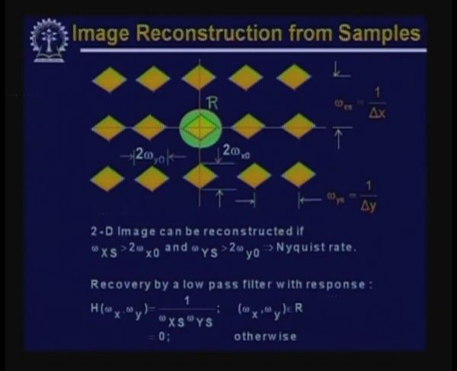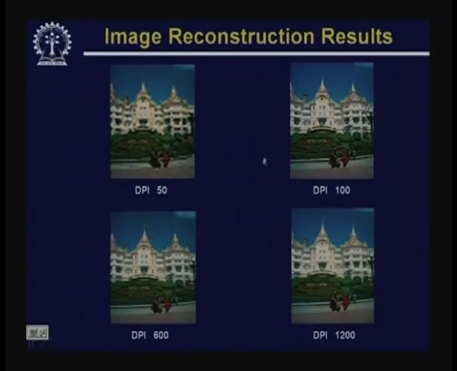So, let us see some results. Here we have shown 4 different images. You find that the first image was sampled with 50 dots per inch, or 50 samples per inch. The second one was sampled with 100 dots per inch, the third one with 600 dots per inch, and the fourth one with 1200 dots per inch. Out of these 4 images, you find that the quality of the first image is very bad. It is very blurred and the details in the image are not at all recognizable.